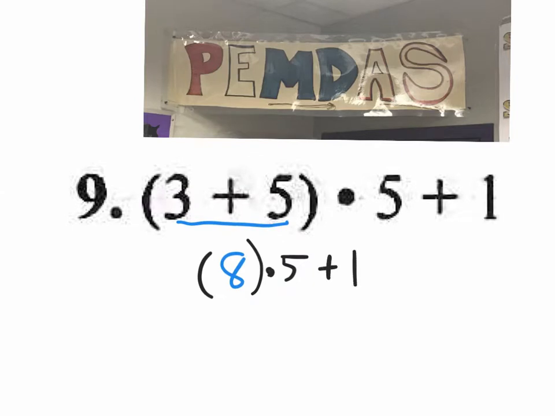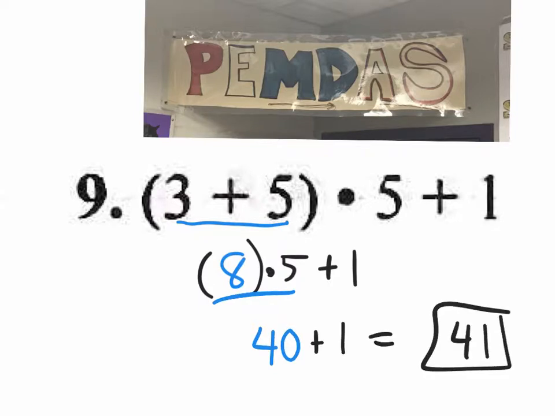So after doing parentheses, we move on to E, exponents. And there are no exponents here. After that, you move on to multiplication or division. So we're multiplying. 8 times 5 is 40. Bring down the plus 1, which final answer is 41. Let's jump to number 11.